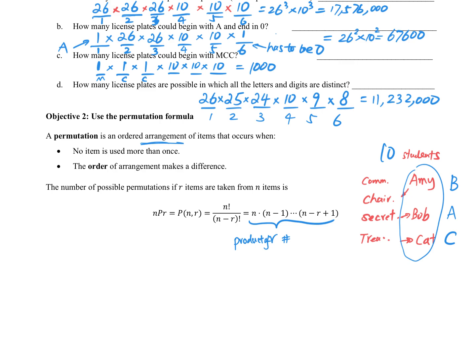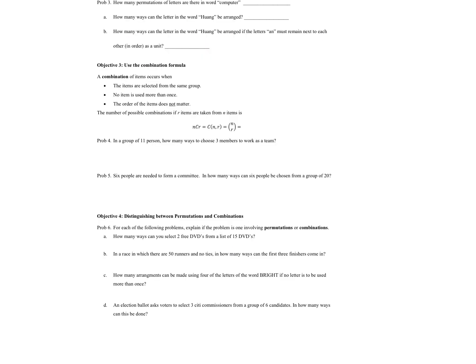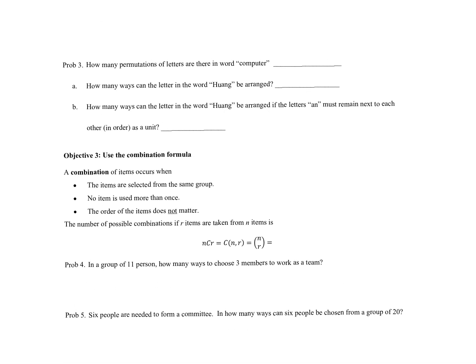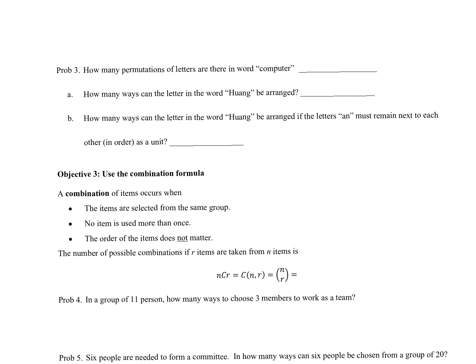Now let's do some exercises. Let me zoom in. All right, so the first example: how many permutations of letters are there in this word, computer? Permutation means a rearrangement, any arrangement of those letters. If you shuffle these letters, you get a new arrangement. So we want to see how many possible permutations of the letters there are.